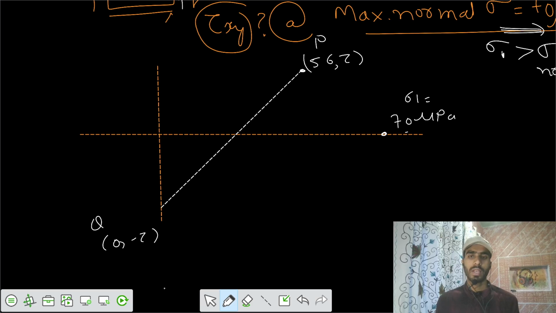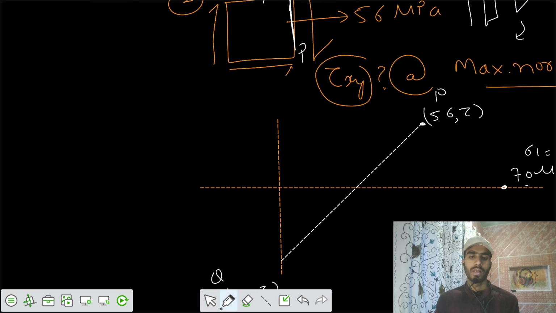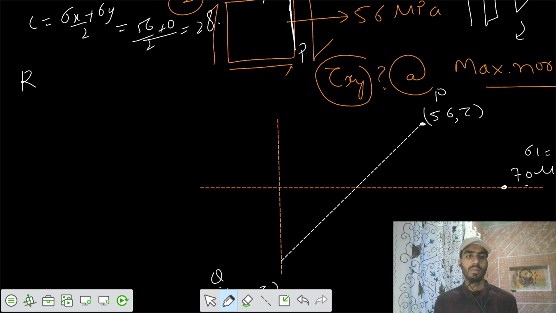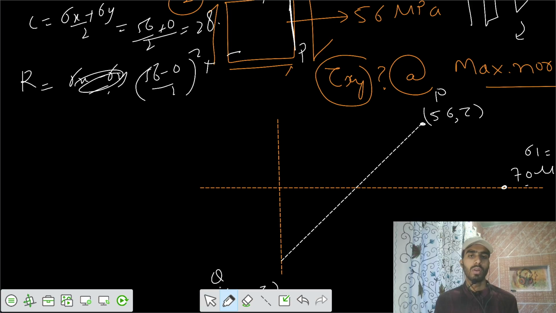Now for the radius and center: the center equals sigma x plus sigma y by 2. That is 56 by 2 plus 0, that's 28. And similarly, the radius equals the square root of sigma x minus sigma y by 2, whole squared, plus tau squared. That is 56 minus 0 by 2, whole squared, plus tau squared. But I don't know tau. If I know the radius, I could get the value of tau.